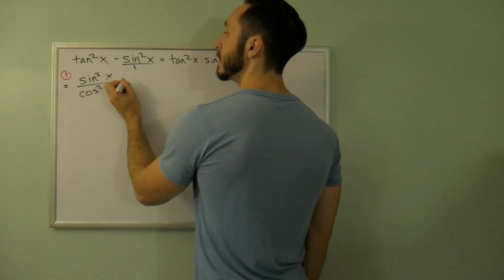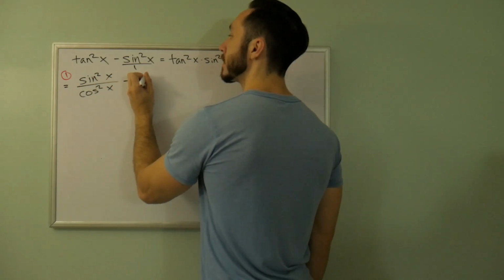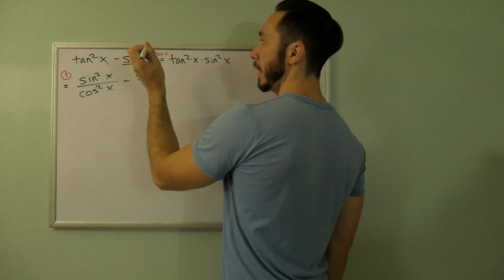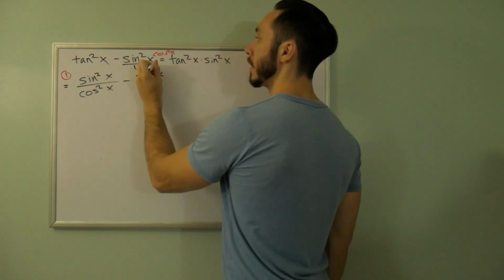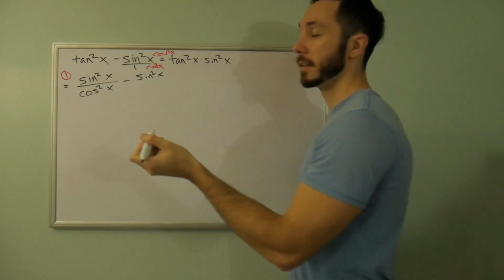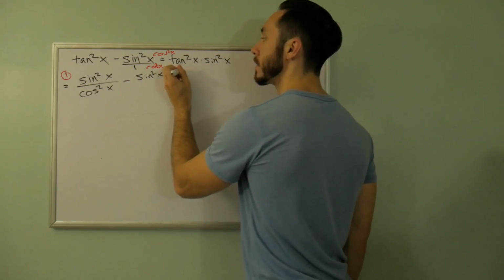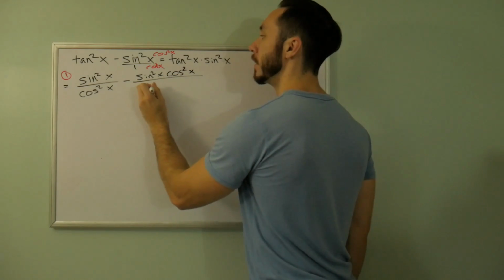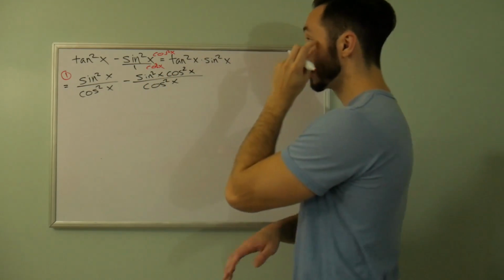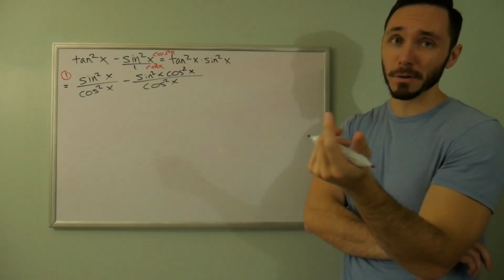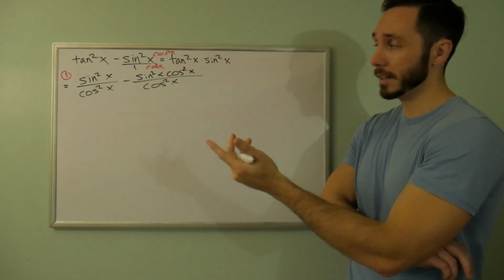So I'm going to say this is minus sine square x. So again, I'm multiplying this by cosine square x over cosine square x. Hopefully it takes me somewhere. I'm left with cosine square x over cosine square x. And it doesn't really seem to help so far. It makes it look a lot messier, but let's see what happens.